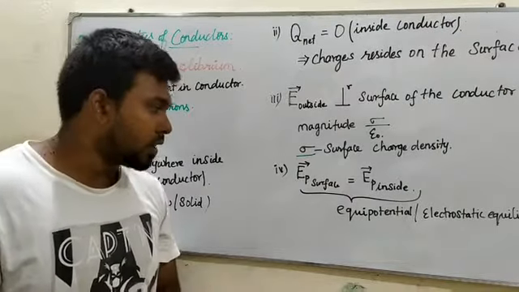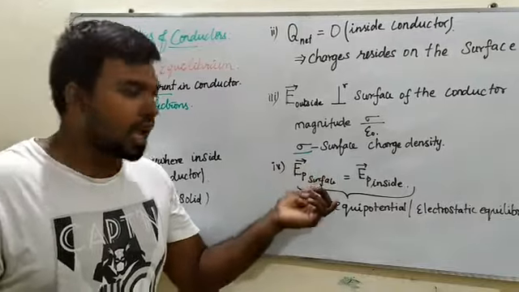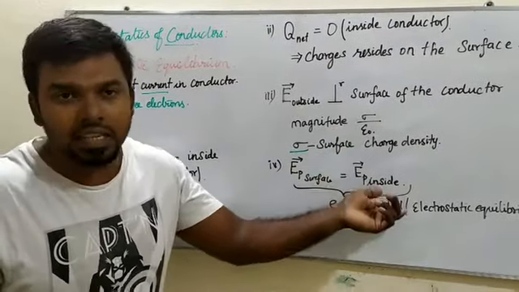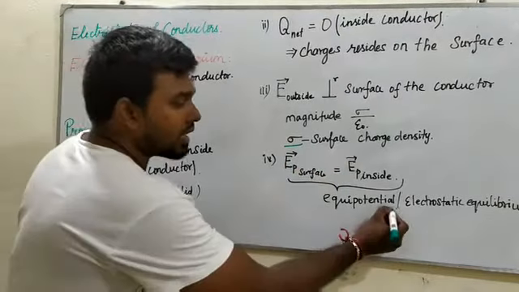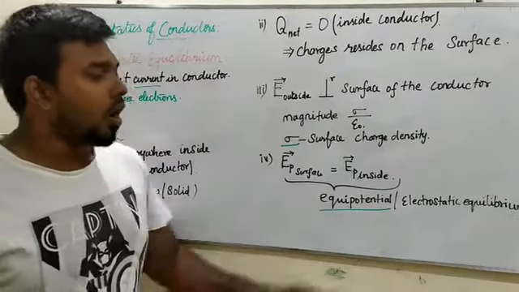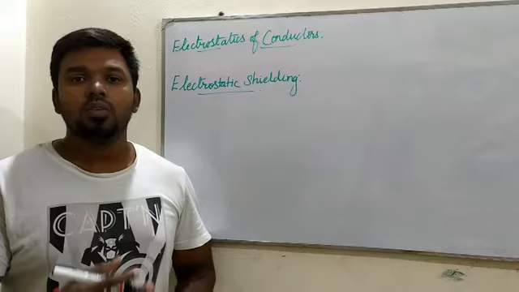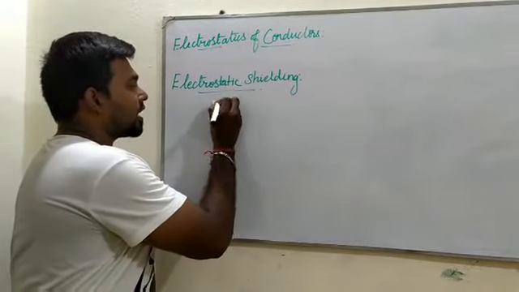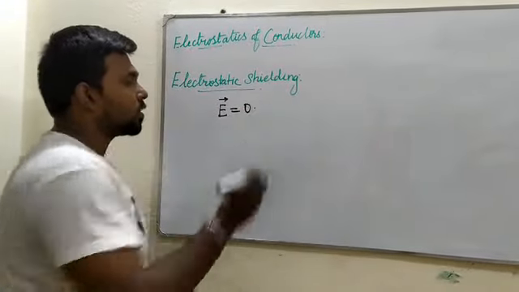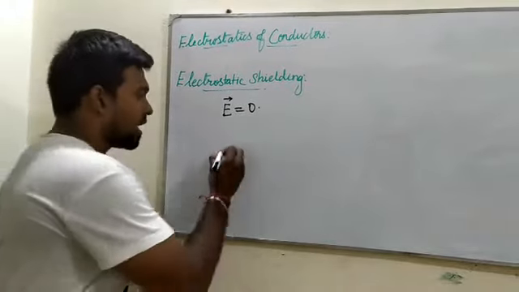And the fourth property, the potential on the surface and the potential inside the conductor will always be the same, which means that the conductor is an equipotential, or we can say that the conductor is in electrostatic equilibrium. Using Gauss law, we proved that the electric field inside the conductor is always zero. This property holds some important consequences.